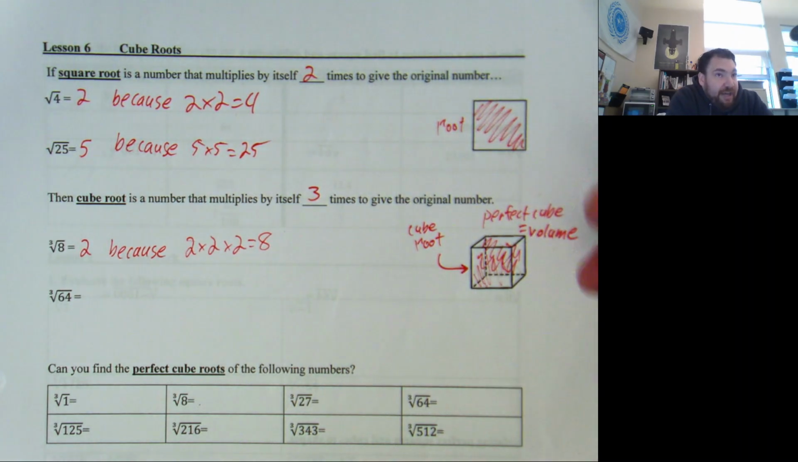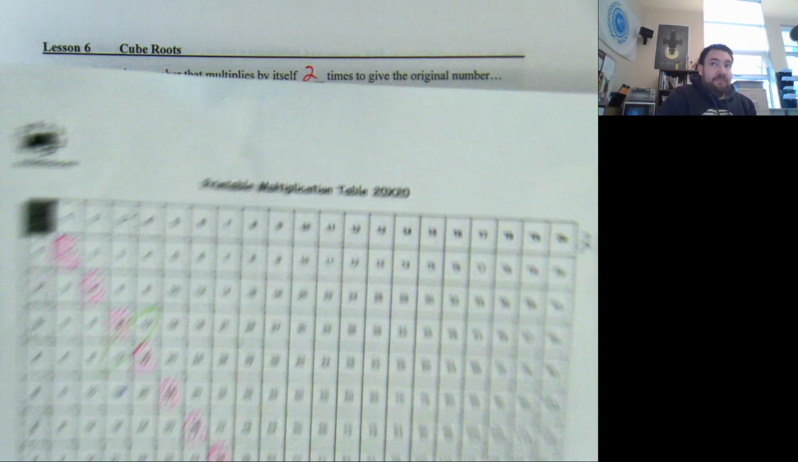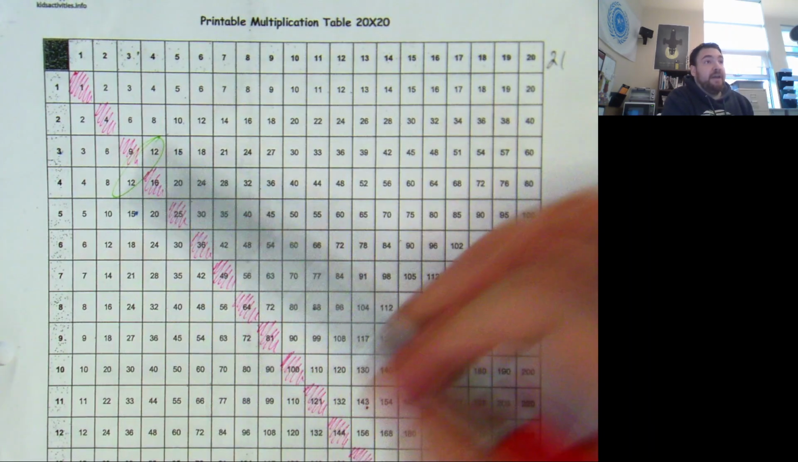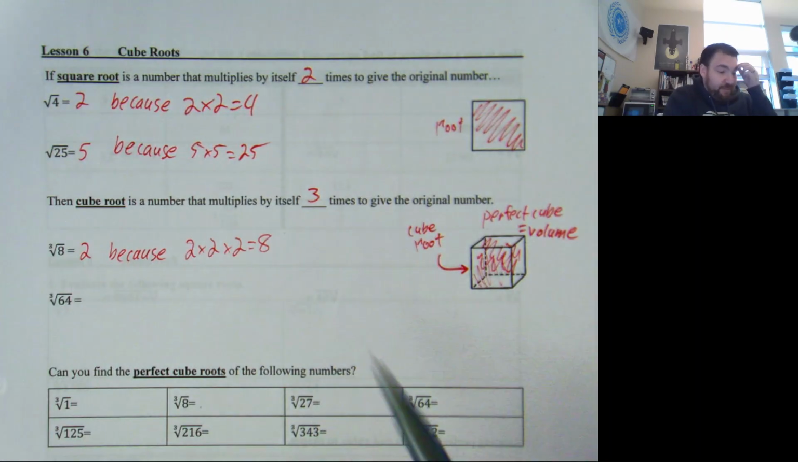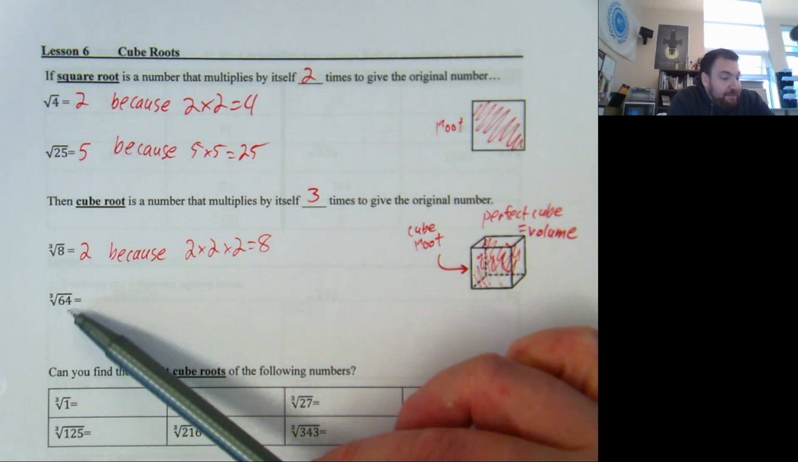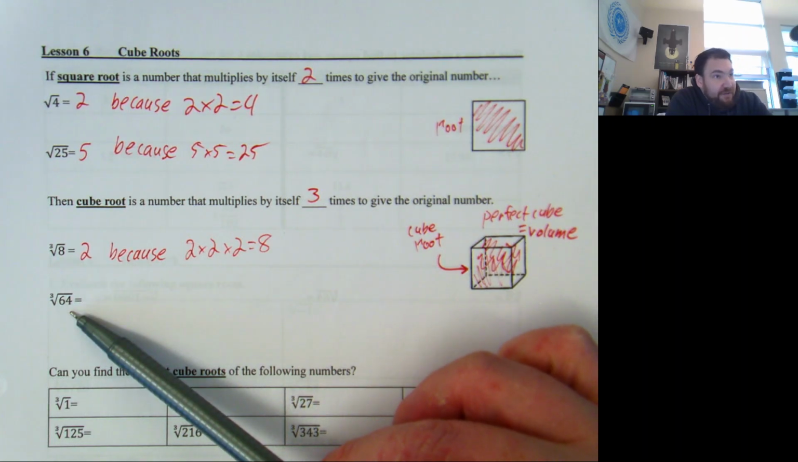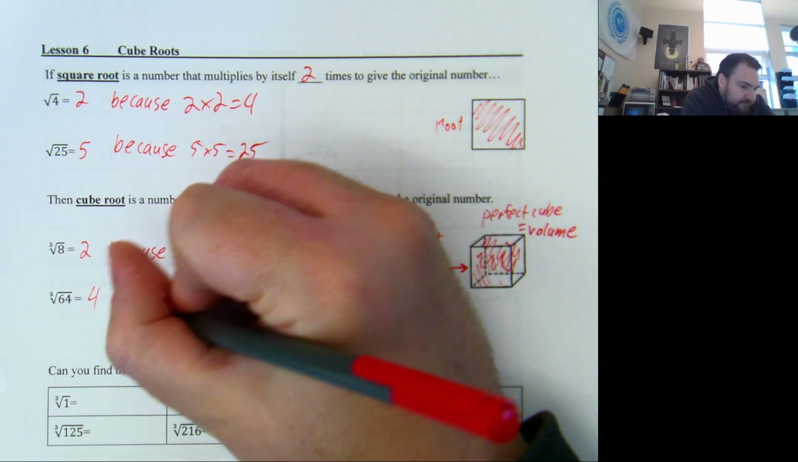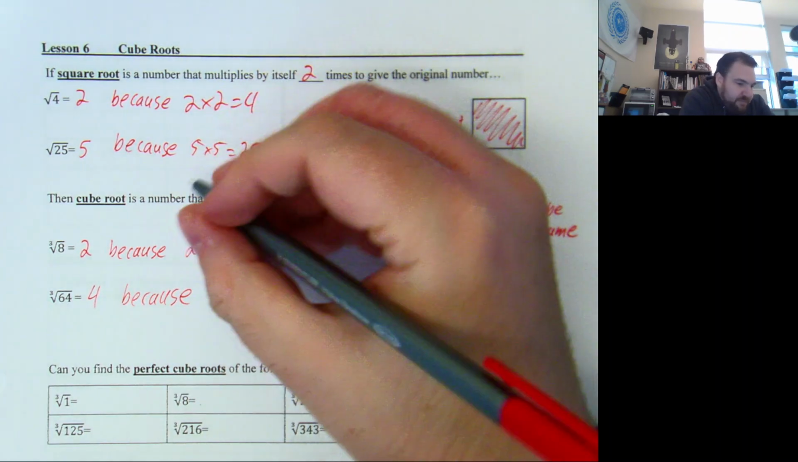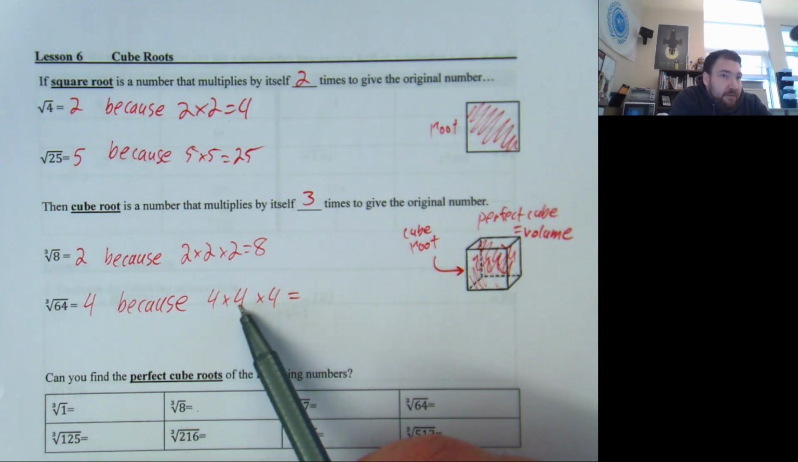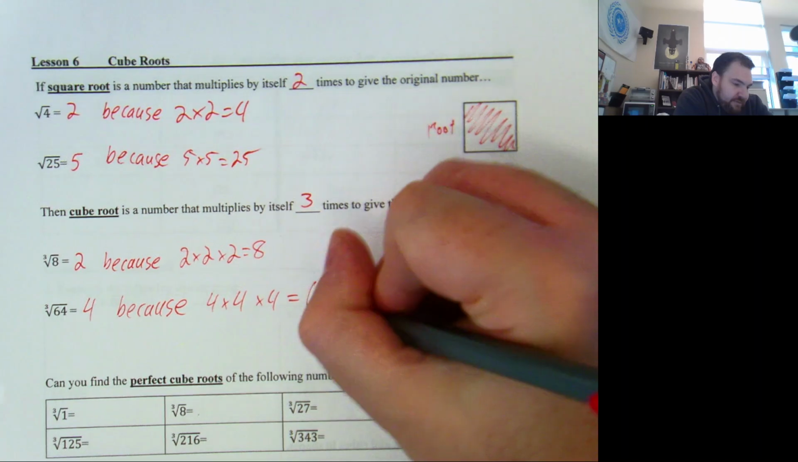Now the squares don't get quite as big quite as fast. The perfect squares were the diagonal along here: 1, 4, 9, 16, 25, 36, because you're only multiplying a number by itself. But now we're going to start multiplying a number by itself a couple times, 3 times. So the numbers are going to get big quick. The cube root of 64, if you have a reasonable guess, yes, Andrew, it is 4. Because 4 times 4 times 4. 4 times 4 is 16. And then 4 16s is 64.